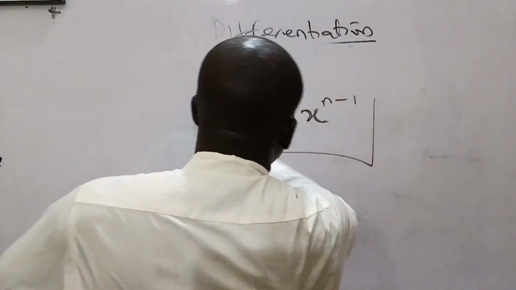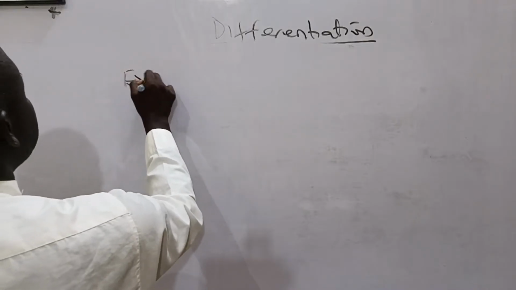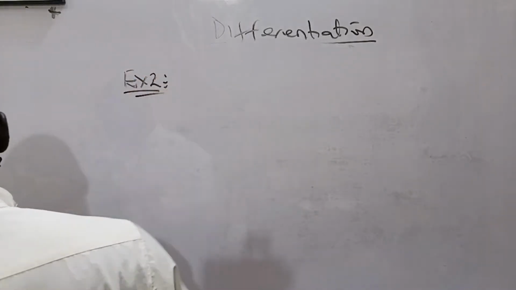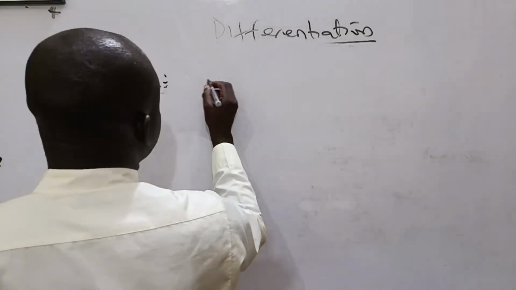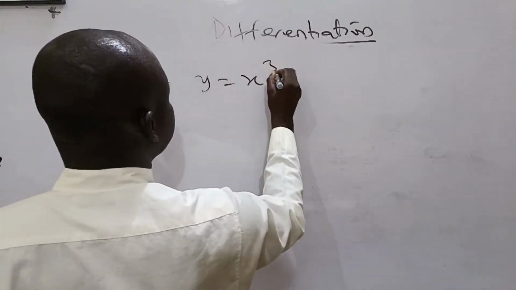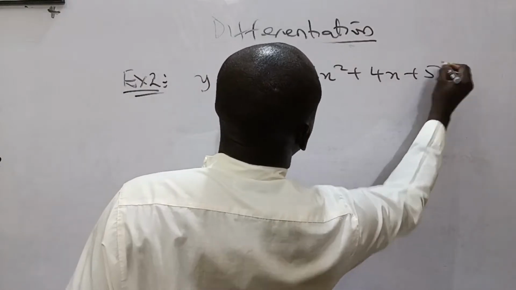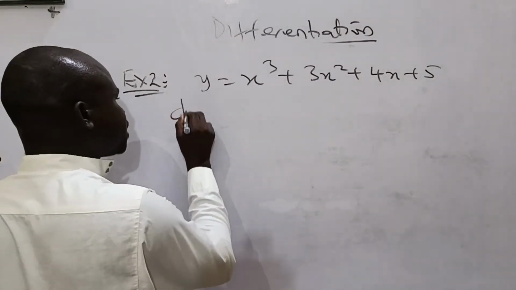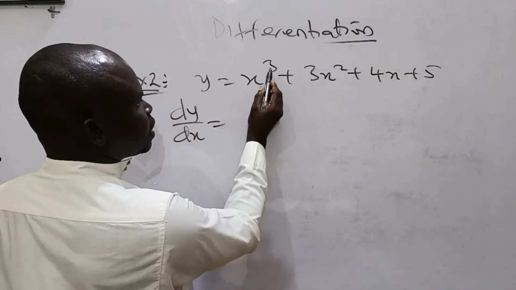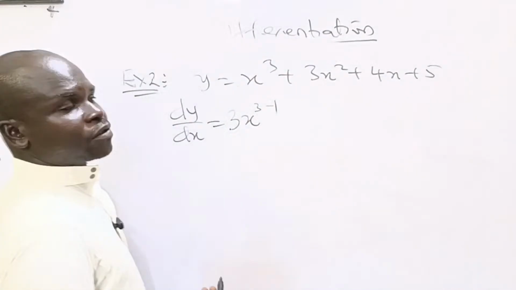So we are going to be taking the function one after the other. Let's take another example. Say example 2, where we have to find the derivative of, that is, differentiate y equal to x cubed plus 3x squared plus 4x plus 5. Look at this now. How do I differentiate this? Of course, this is a polynomial function. I will say dy/dx is equal to, this 3 will come down. I will have 3x raised to power 3 minus 1.